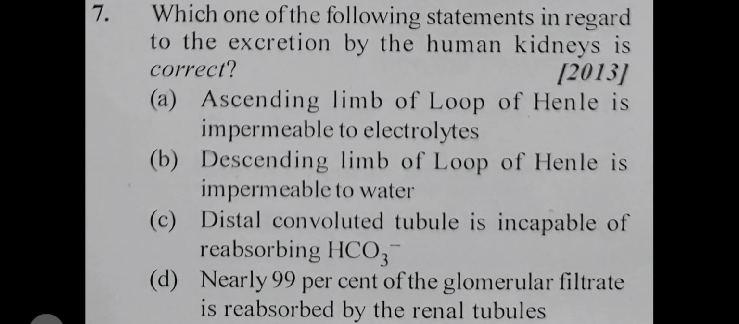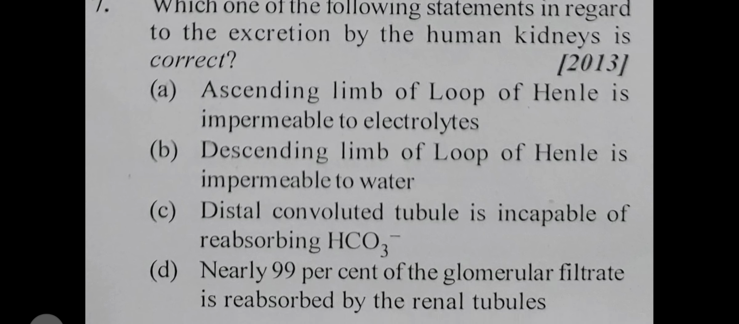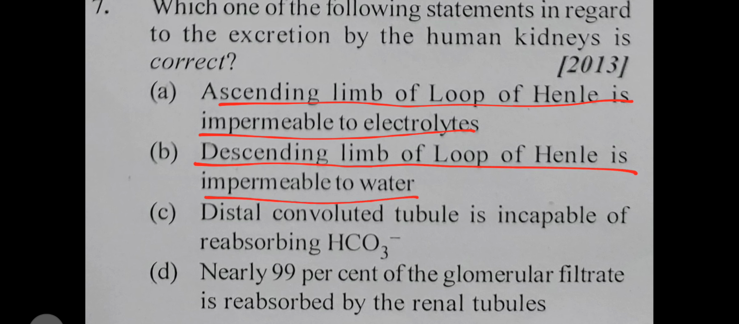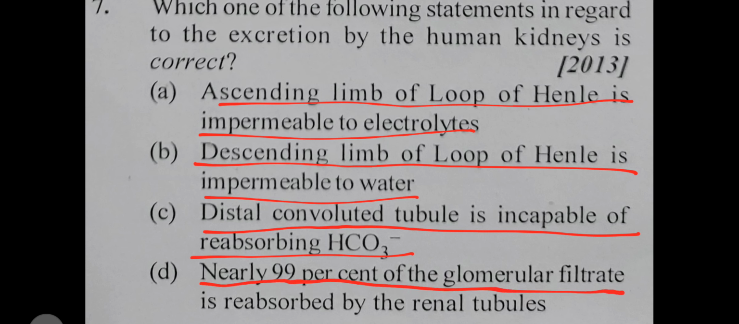Here the question is: which one of the following statements in regard to excretion by the human kidneys is correct? The first option is the ascending limb of loop of Henle is impermeable to electrolytes. The second option is the descending limb of loop of Henle is impermeable to water. The third option is the distal convoluted tubule is incapable of reabsorbing bicarbonate. And the fourth option is nearly 99% of the glomerular filtrate is reabsorbed by the renal tubules.